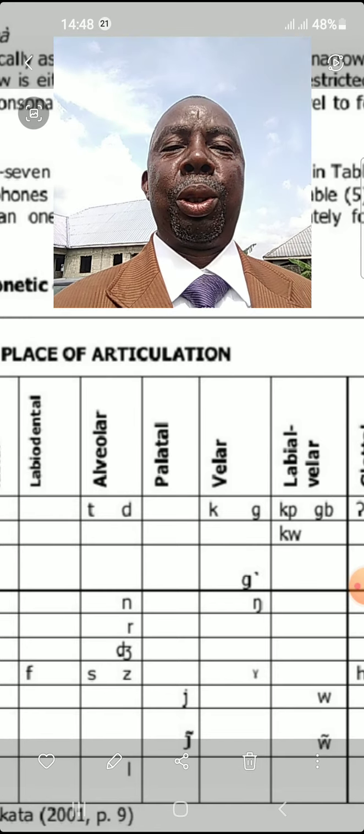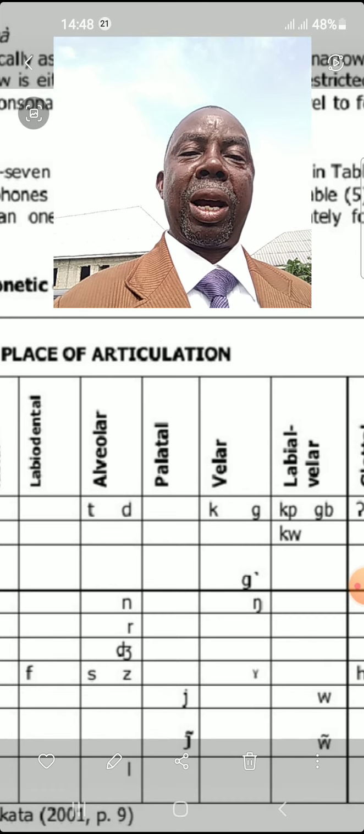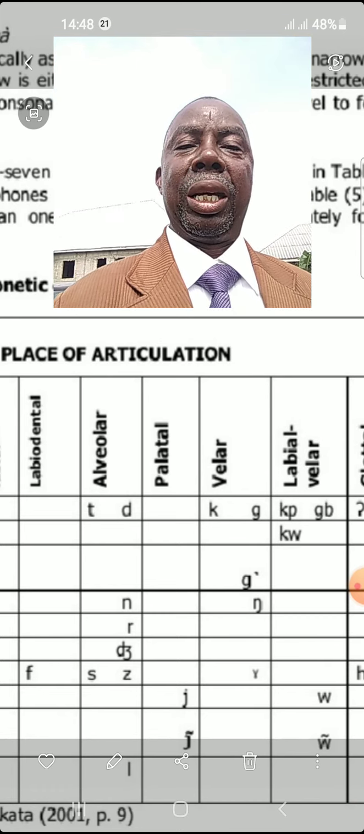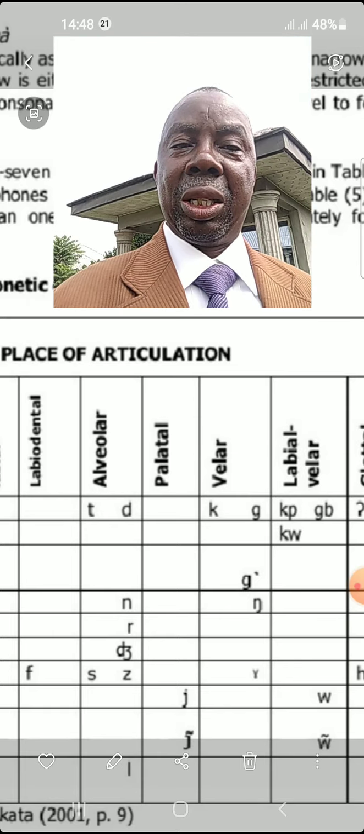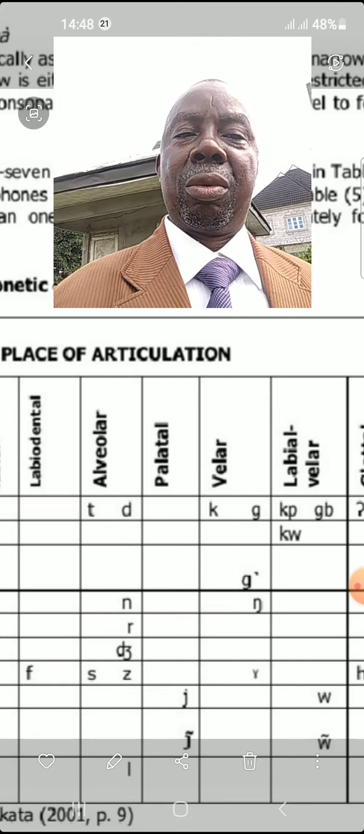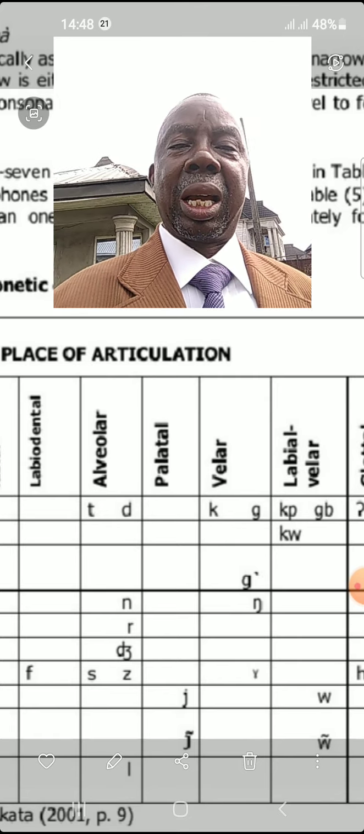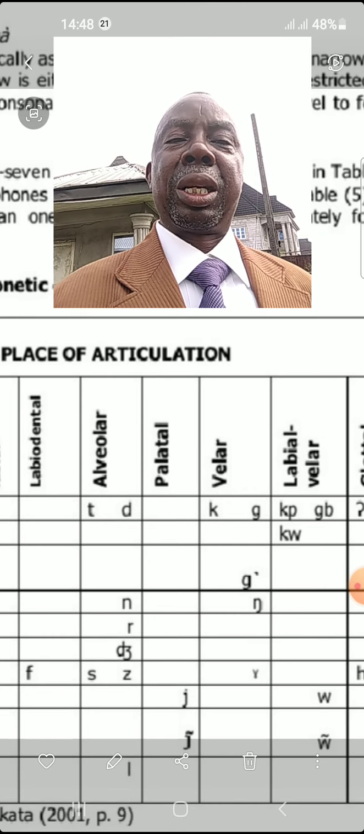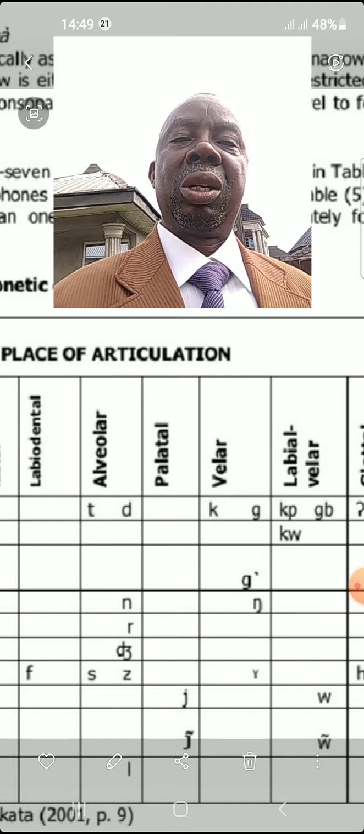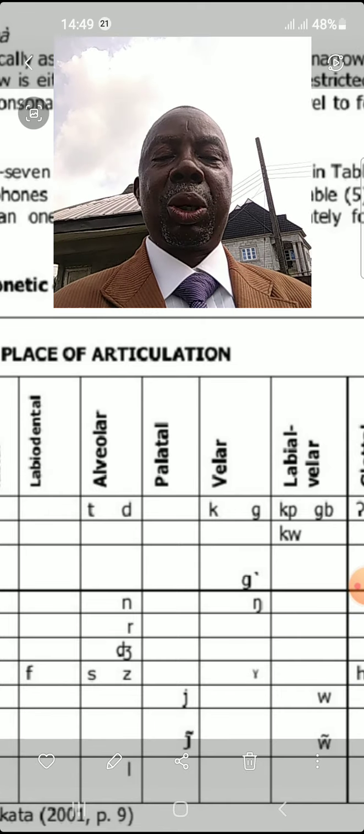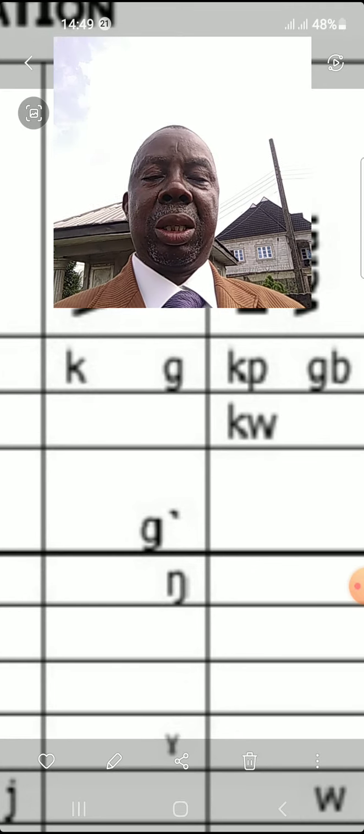Now, the consonant letter is defined as a letter in an alphabet that represents a particular consonant sound. So today we are going to be concerned with this particular consonant sound.